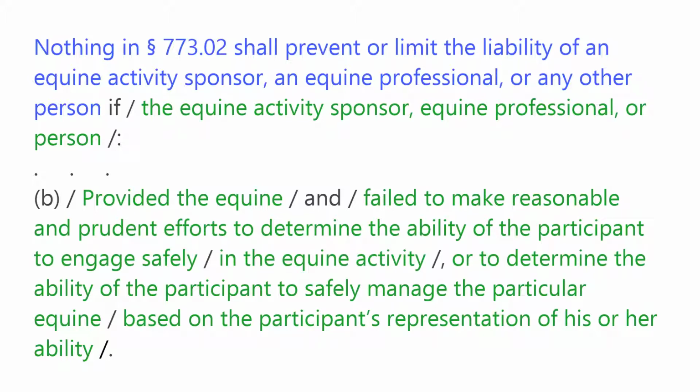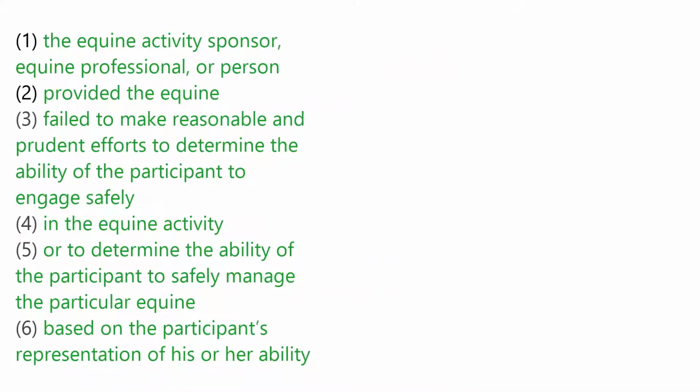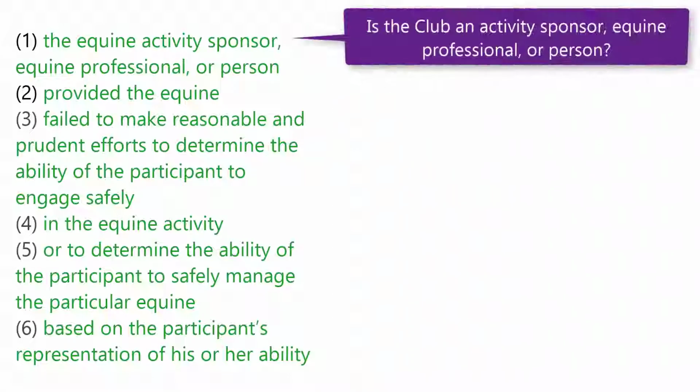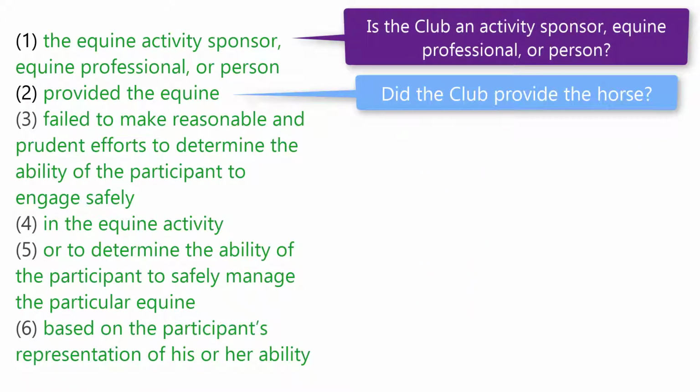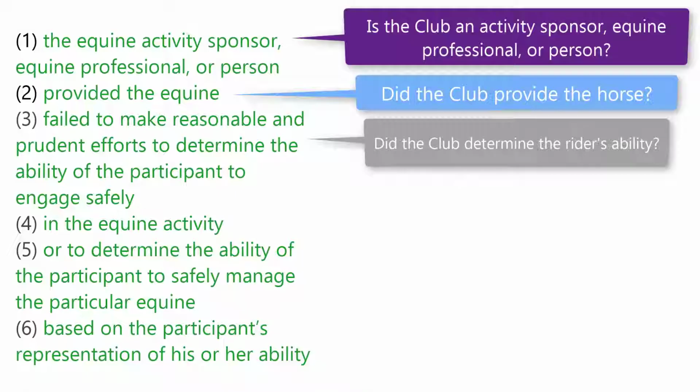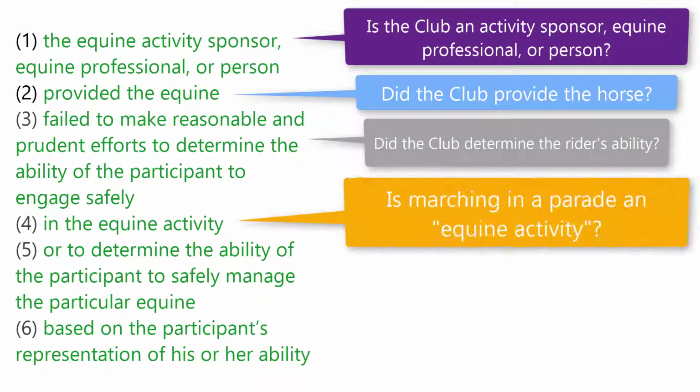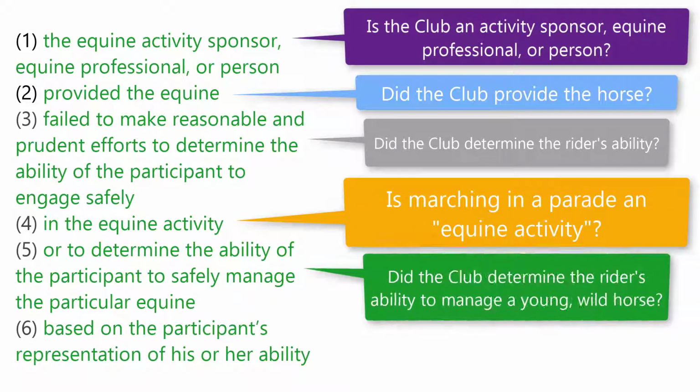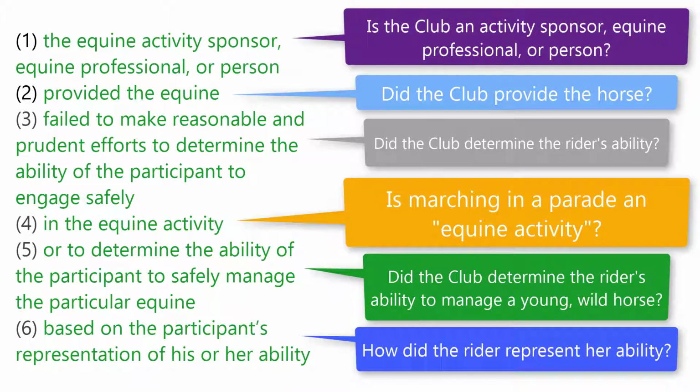Now, I like to put these in list form like this, because then you can methodically go through each one. And then each element brings up a new question. And you can see the questions here as I put them up on the video. Like there's a big one, is marching in a parade an equine activity. Okay, so those are the elements.